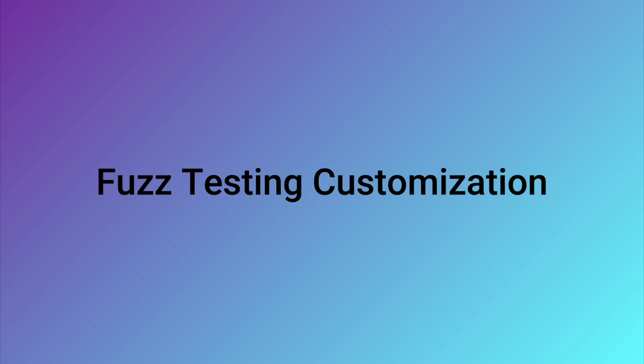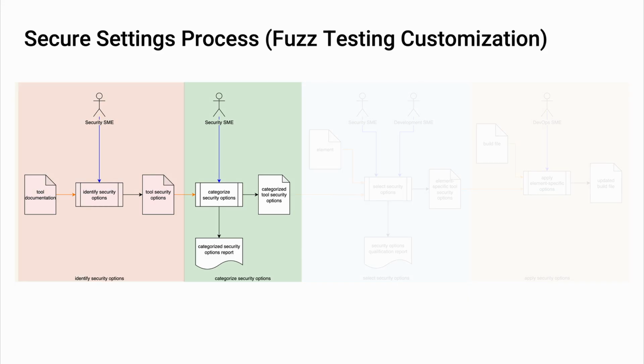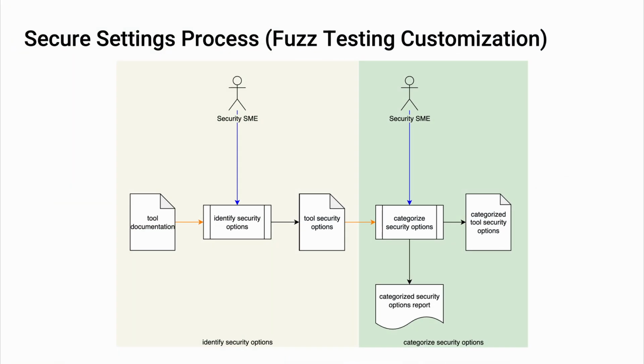Let's go back to the secure settings process and see how we're going to customize it for use with fuzz testing. Here again is the secure settings process. What we're going to do is customize the first 2 processes of identification of the options and categorization of the options.